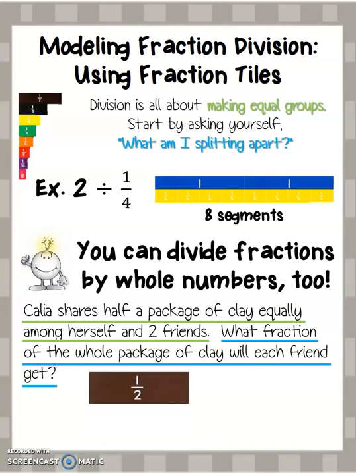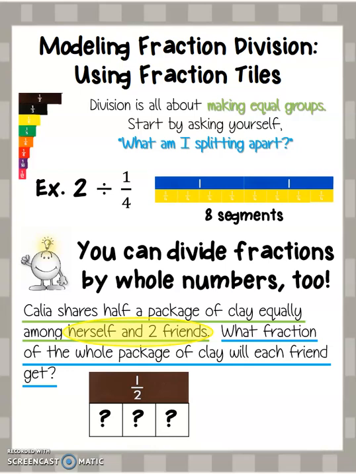So I know that I'm splitting apart the 1/2 of a package. So I'll use a 1/2 fraction tile to model that. So now, since it's herself and two friends, I know that means Kalia is sharing this with 3 people. So I need to find what fraction tile lines up exactly 3 times underneath this 1/2 tile.